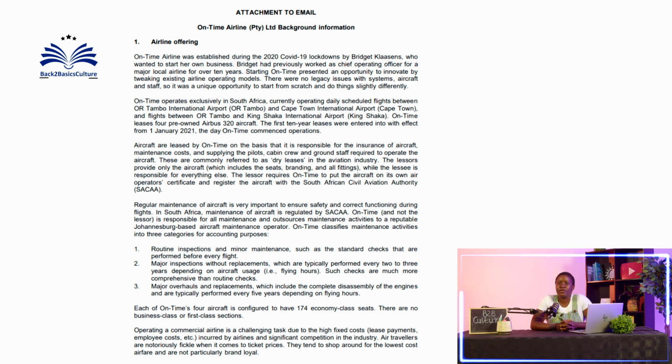Okay, the lessor requires On Time to put the aircraft on its own air operator's certificate and register the aircraft with the South African Civil Aviation Authority, also known as SACAA. Regular maintenance of aircraft is very important to ensure safety and correct functioning during flights. In South Africa, maintenance of aircraft is regulated by SACAA. And this is where I would note down to myself, I need to go and check these SACAA regulations. What else is included in there? Is it just maintenance that's needed, or is there some other stuff? Why are we concerned about this? Because we don't want to find ourselves being labeled as non-compliant with laws and regulations. So that's something that you can just go look up.